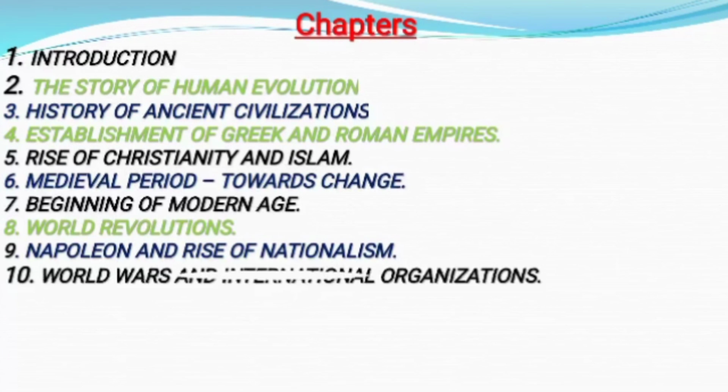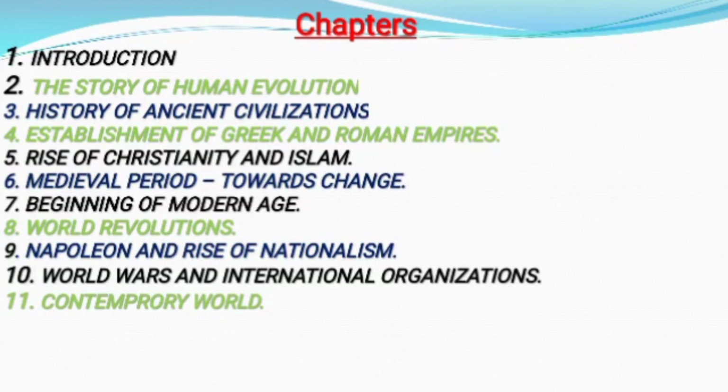Then chapter number 10, the world wars and international organizations. 2 world wars took place, the First World War and Second World War. In this chapter, you will study the causes, course and results of the First World War and Second World War. Then the international organizations like the League of Nations and UNO, United Nations Organization, the organs of UNO and the achievements of UNO, along with the dictatorship of Hitler and Benito Mussolini.